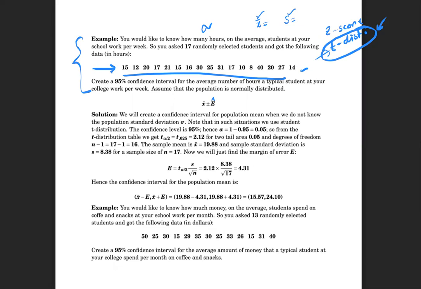Now, what percent confidence do we want? 95%. As usual, I have done the alpha calculation. Alpha is equal to 1 minus 0.95, which gives alpha equal to 0.05. So alpha over 2 is 0.025. Pretty standard. And how many people did you survey? 17. So your degrees of freedom is n minus 1, which is 17 minus 1, which is 16. So your DF, or degrees of freedom, is 16. That's what it is.